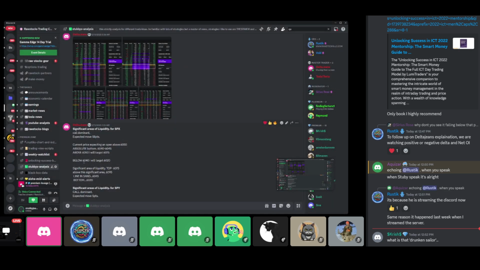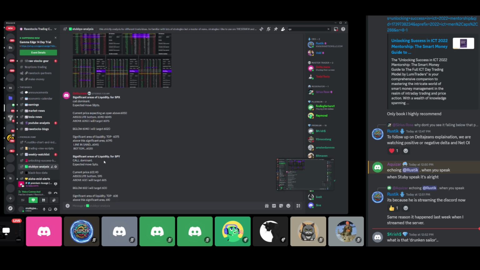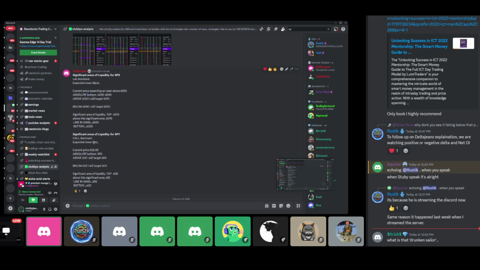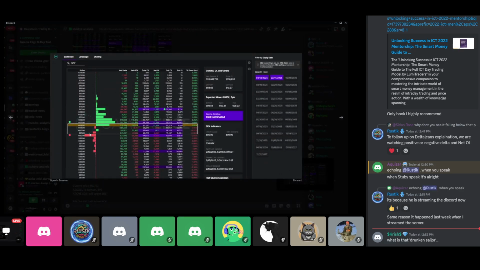And then below 640, I will target 620. And significant areas for liquidity on SPY, call dominated, expected move 5 points. So current price is 602.40. Absolute bottom 595. Above 602, I will target 605. So we have 600. That's the absolute bottom. This range would be marked out from 605 to 600.